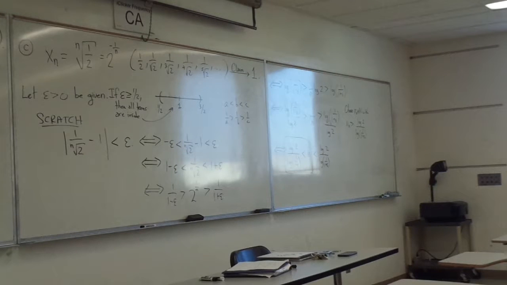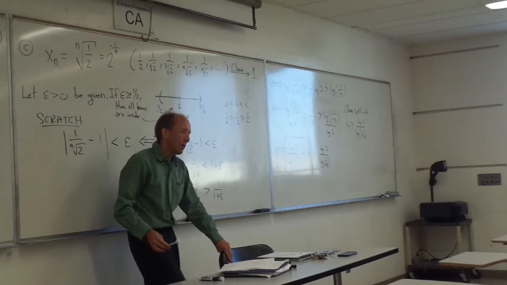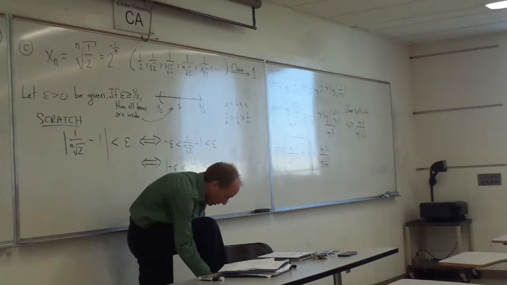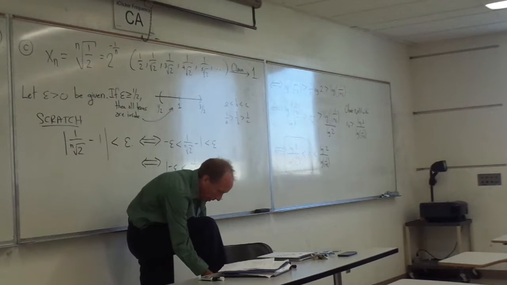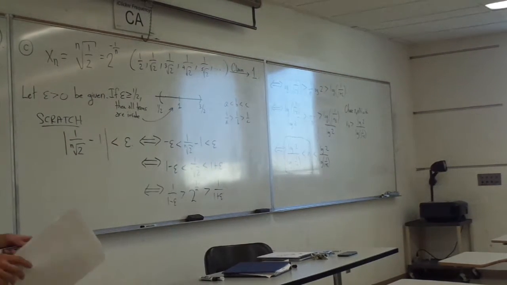Okay, so if f of x is always less than or equal to g of x, then the infimum of the image of the function f is less than or equal to the infimum of the image of g. Okay, so the greatest lower bound of the function f is less than or equal to the greatest lower bound of the function g. Does this make sense? Okay.